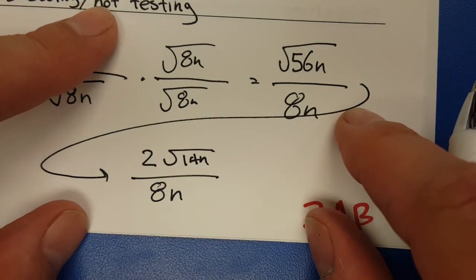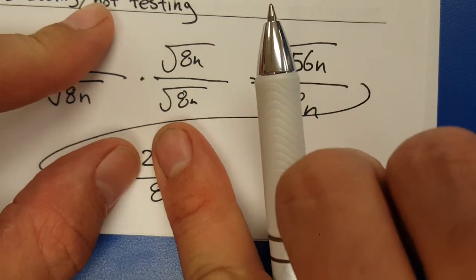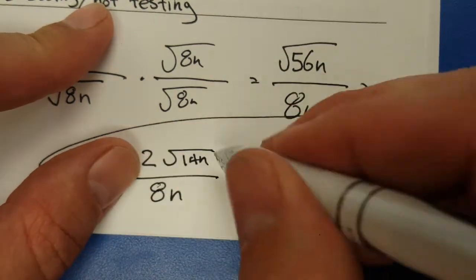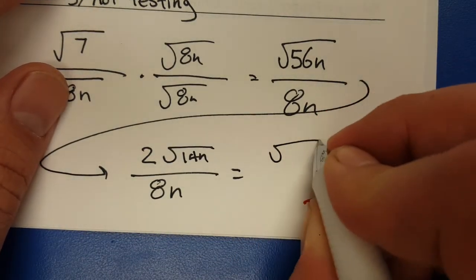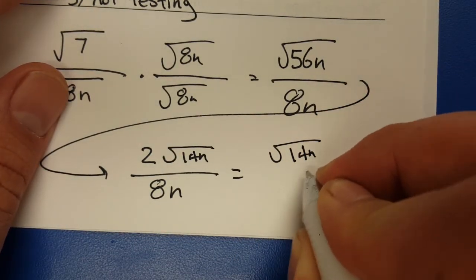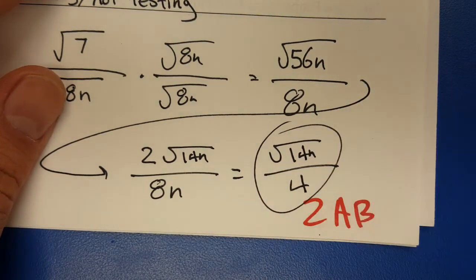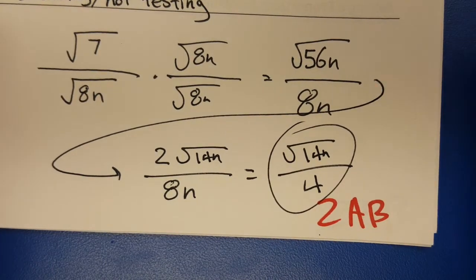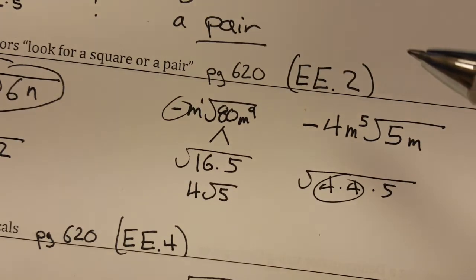Okay? What can I do to make this even prettier? Well, 2 over 8 can actually be simplified as a fraction. That actually would simplify to 1 over 4. So the overall final best way would be the square root of 14n over 4. Okay? Gross, right? We're not going to do it. We're not really going to do a lot of those, but I just want to show you that process. Anyway, it's no different than just making fractions pretty with our radical skills.